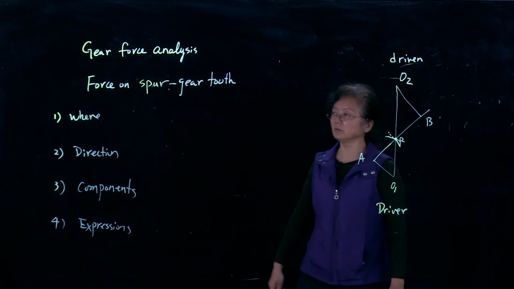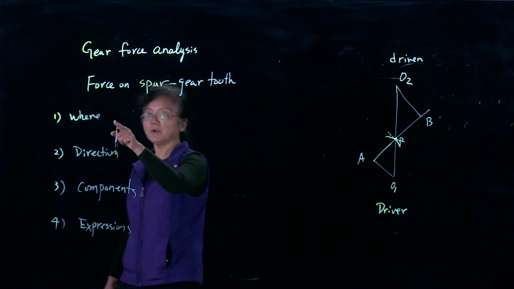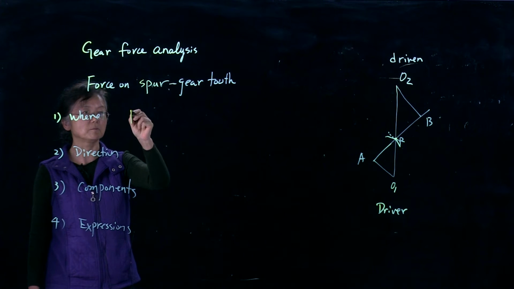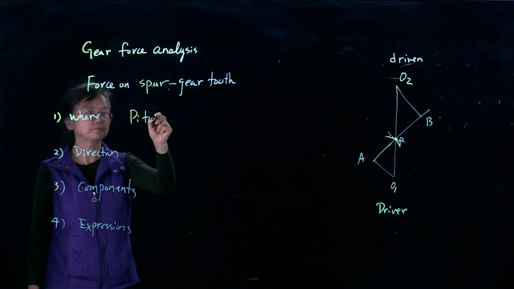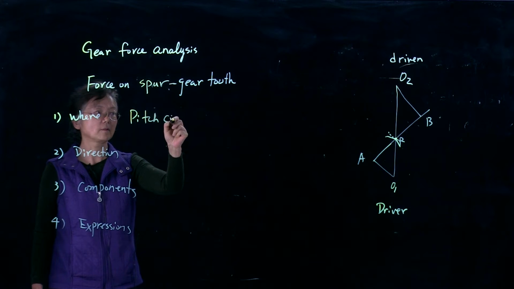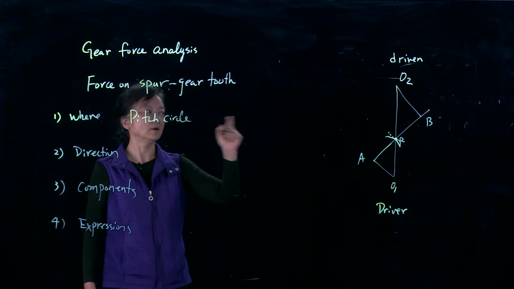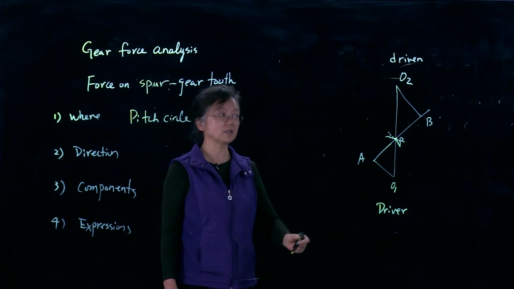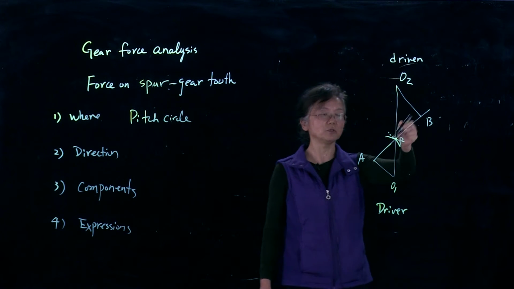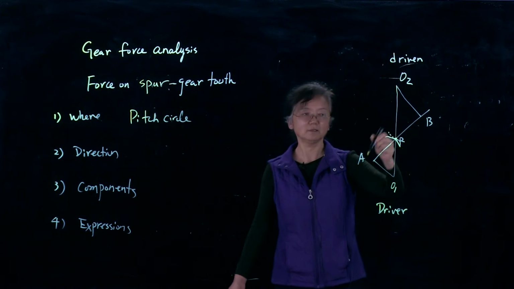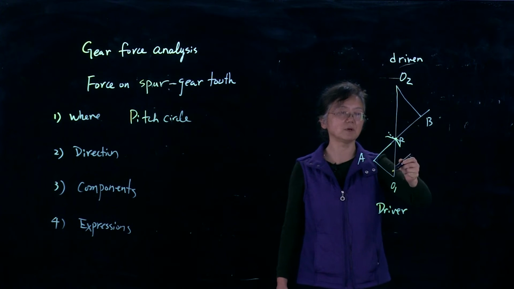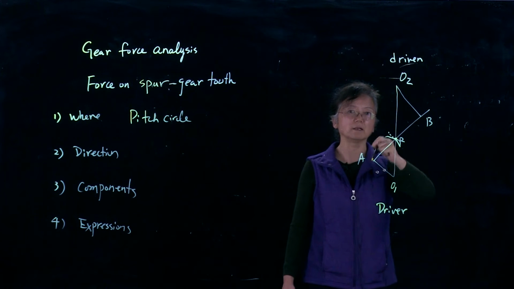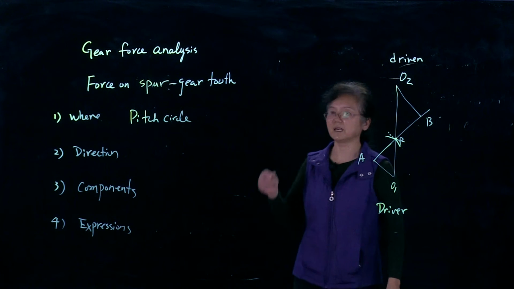Let's come to these 4 questions. Where do we analyze gear force? We analyze gear force on the pitch circle, or particularly at the pitch point. The force direction is given normal to the two surfaces, which is exactly what we talked about. This is along this line AB. So this line AB is called the line of action for that reason.